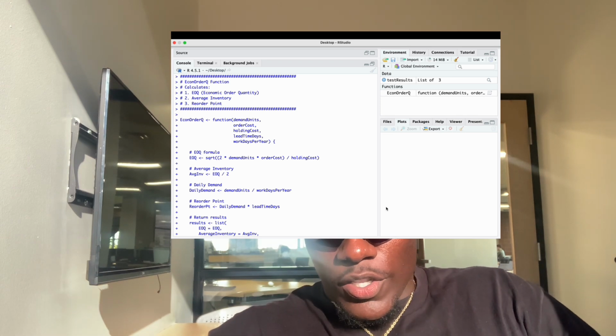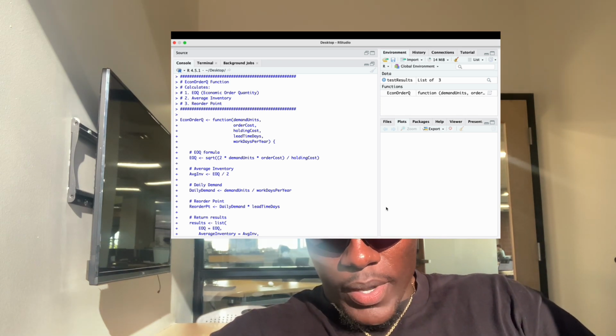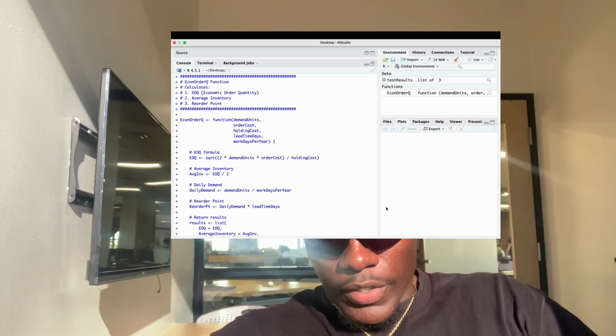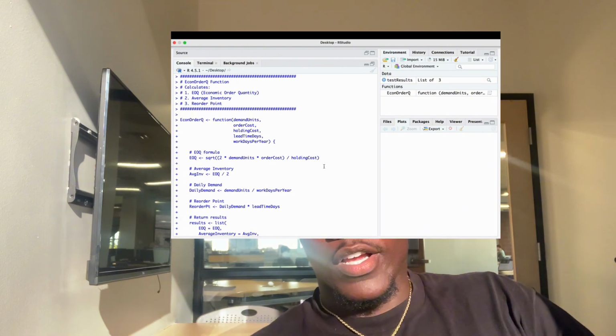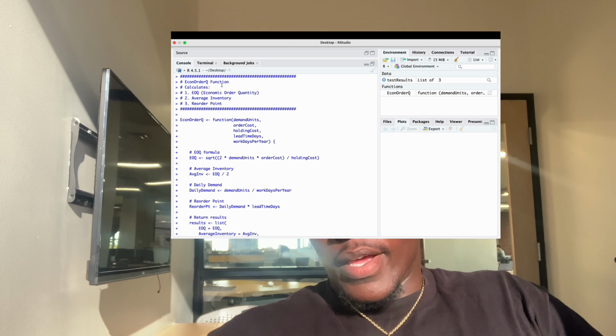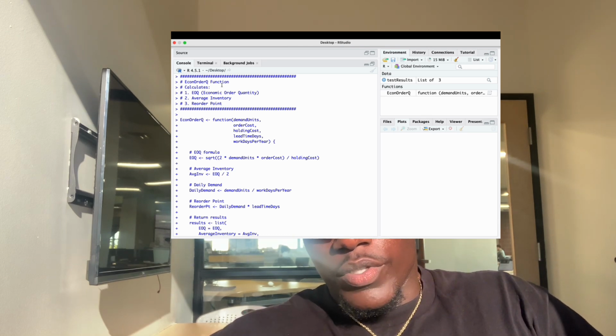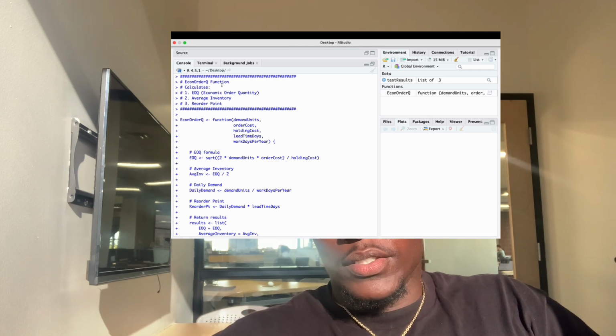And in this video I'll be walking through my account order function R assignment. The goal of this assignment is basically to create a function that calculates the economic order quantity, the average inventory, and reorder point using only the base R code with no extra packages.